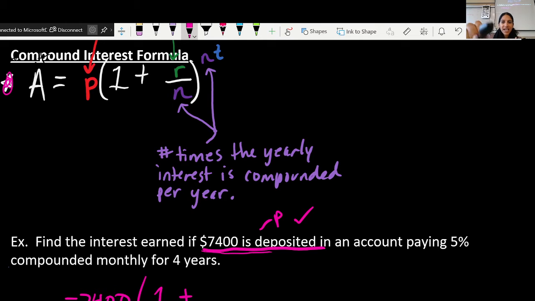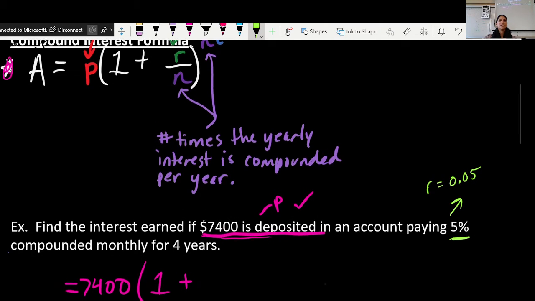Okay, then it says in an account paying 5%, how do I plug that in and which variable do I plug it into? Into R, and what's R going to be? Good. Are we all okay with that and understand the reason we do that?